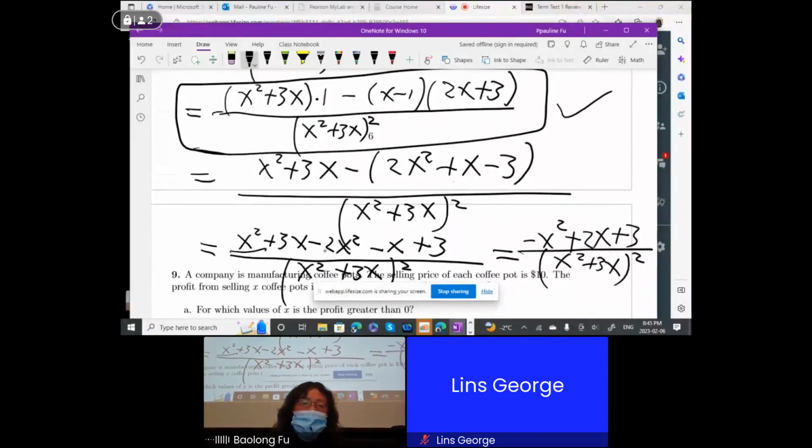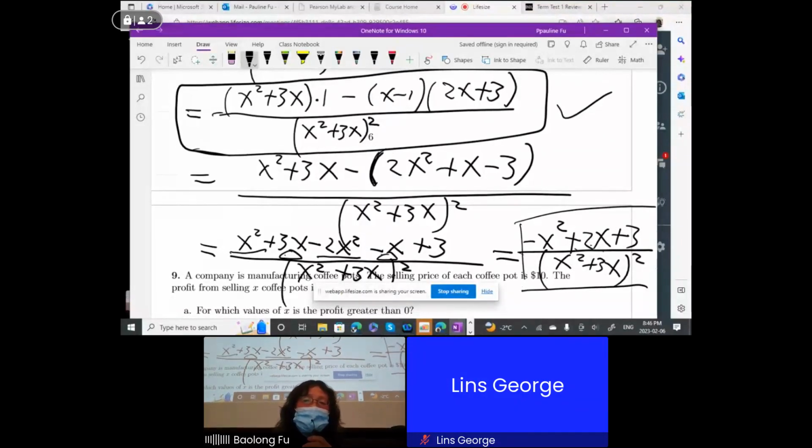So negative x squared, positive 2x, negative x is positive, positive 3x, negative x is positive 2x. I believe this is correct. Yes. When you drop the brackets, you change -3 to +3. So when I drop this bracket, -3 becomes +3, right? Yeah, correct. Thank you.